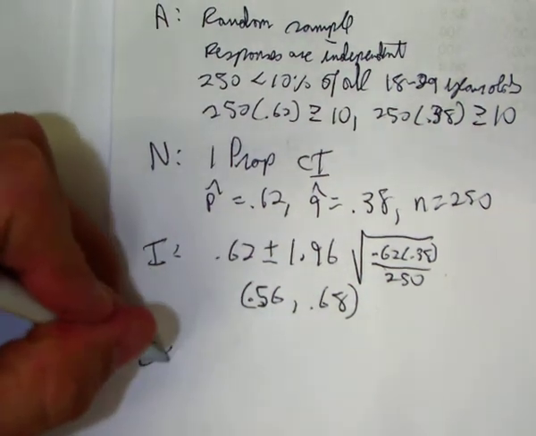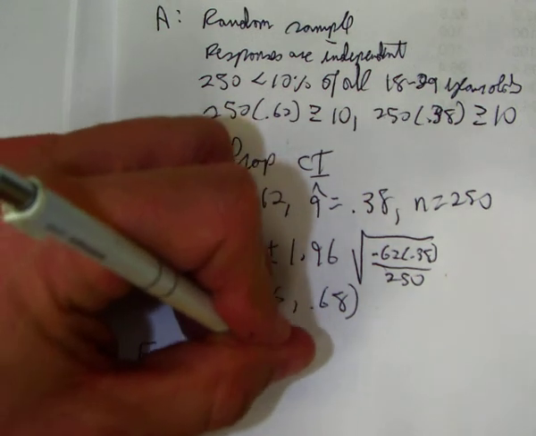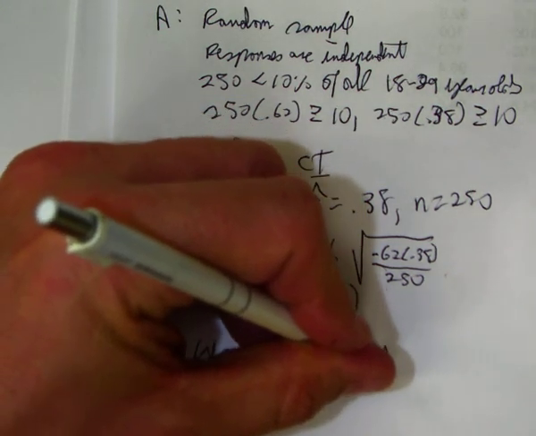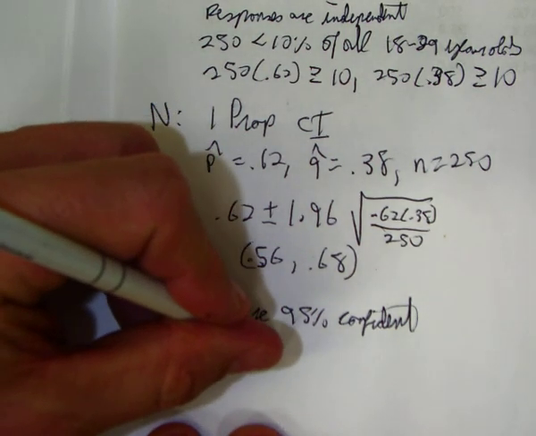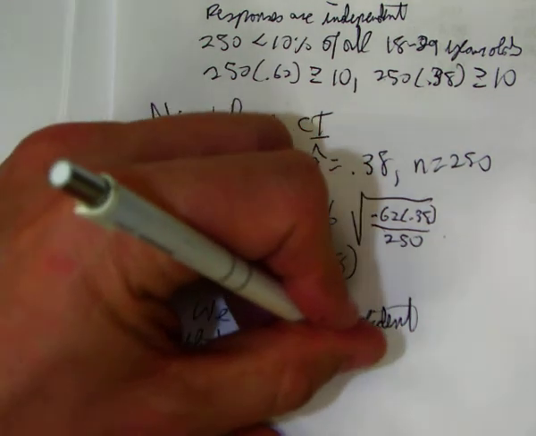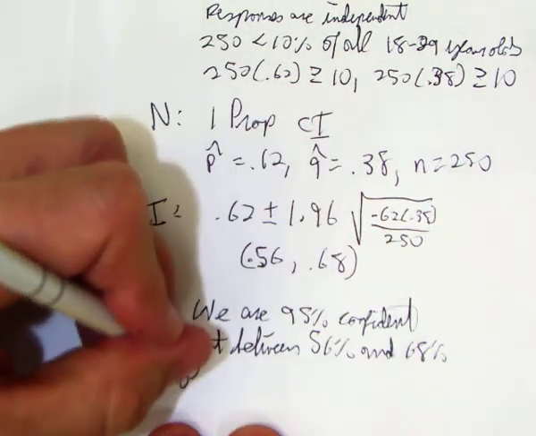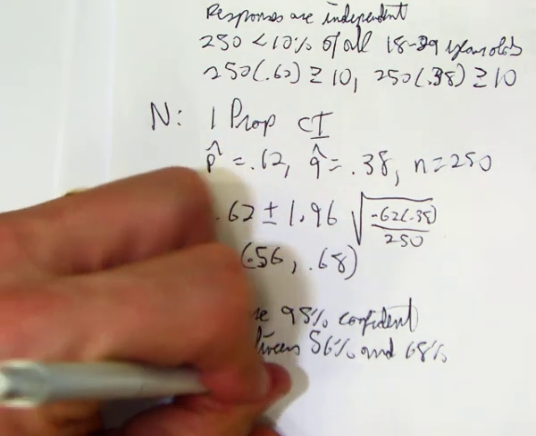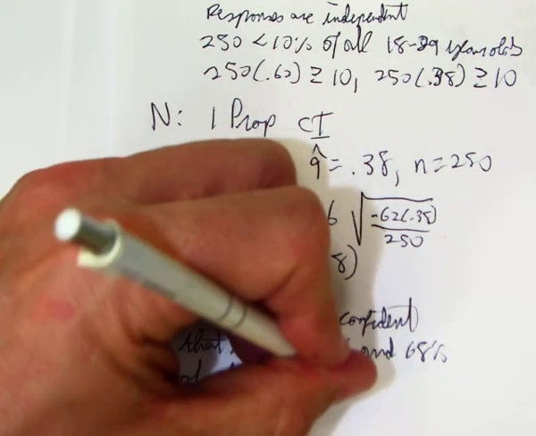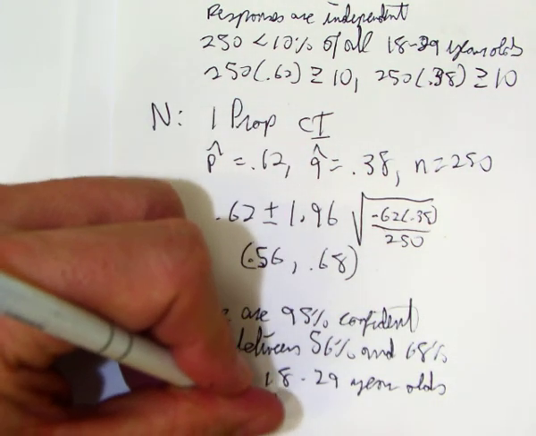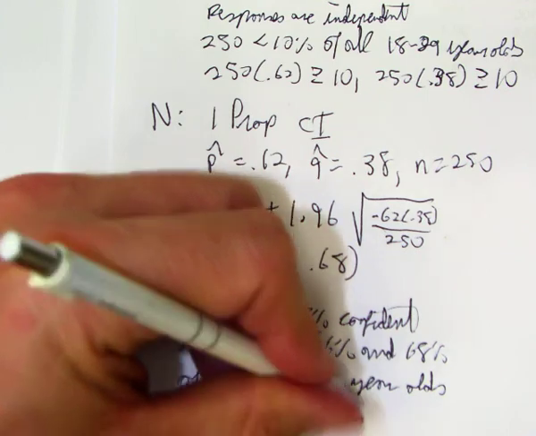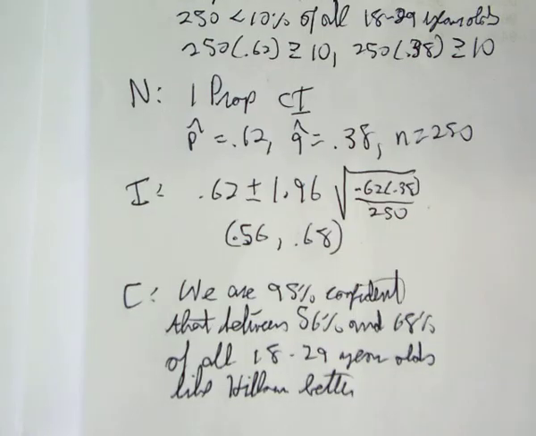So, the conclusion: we are 95% confident that between 56% and 68% of all 18 to 29-year-olds like Hillary better. So that is a pretty conclusive statement, because it definitely is going to be the majority, because the entire interval is over 50%. Okay?